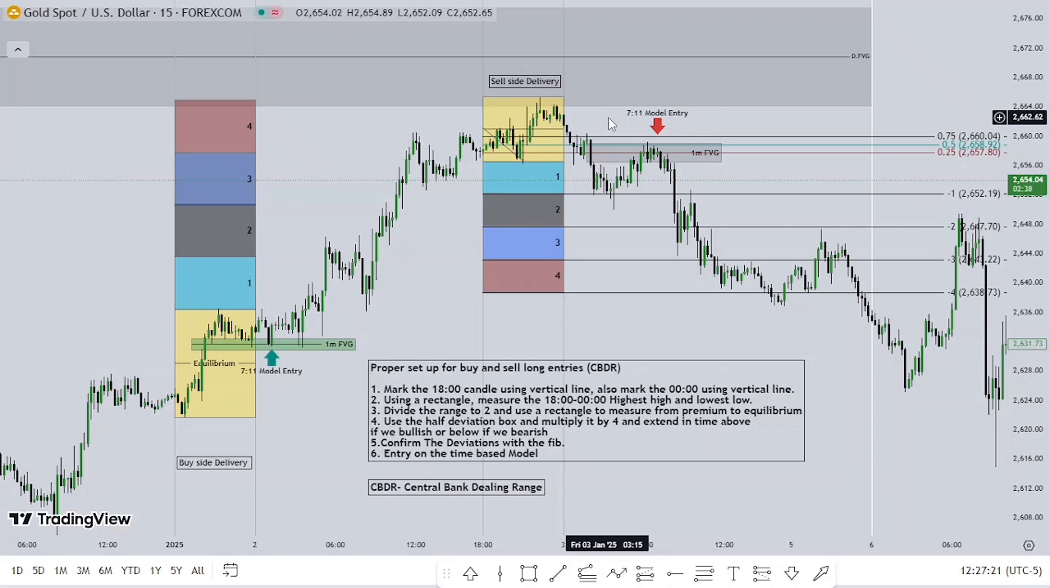So yeah, I hope it makes sense, and I hope it's going to be easy for you to trade this swing trading model.